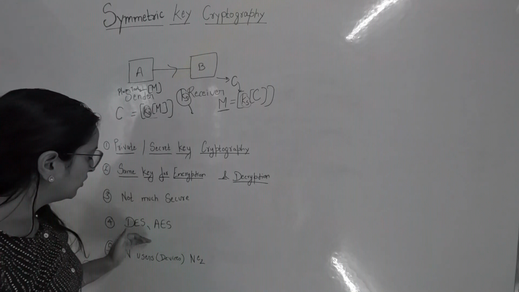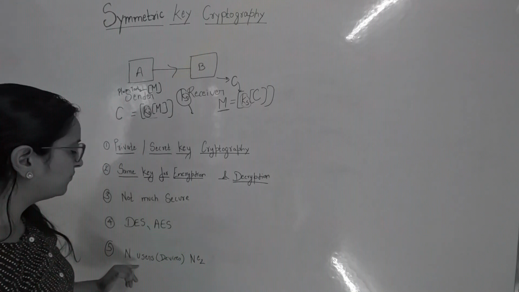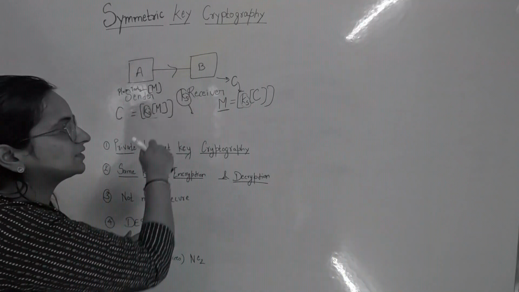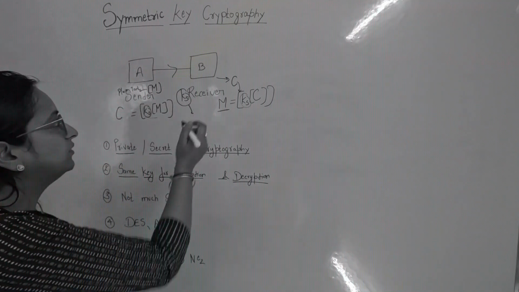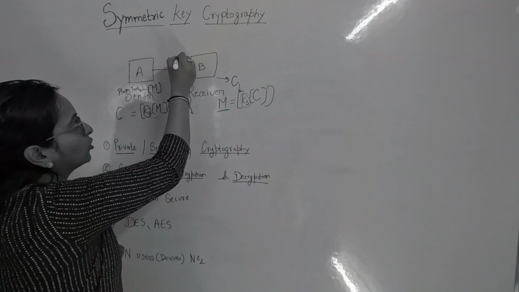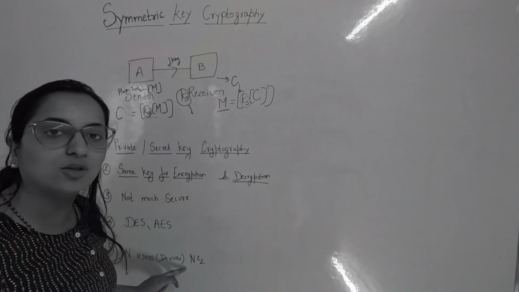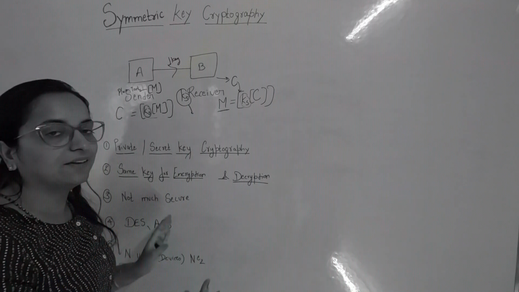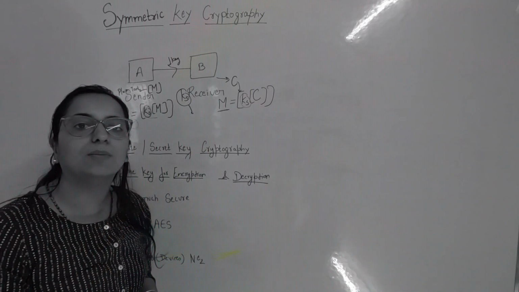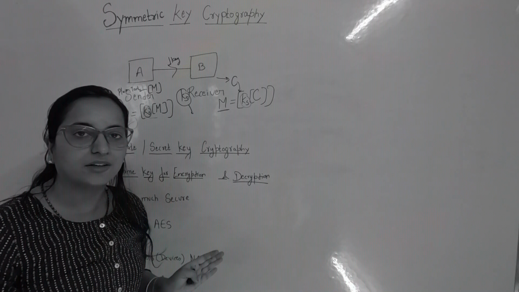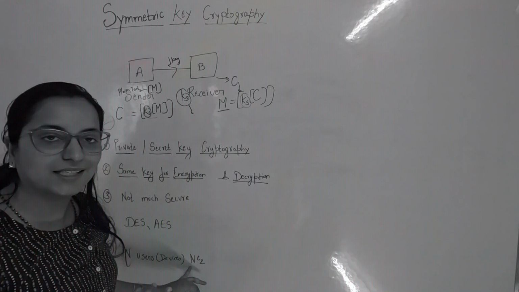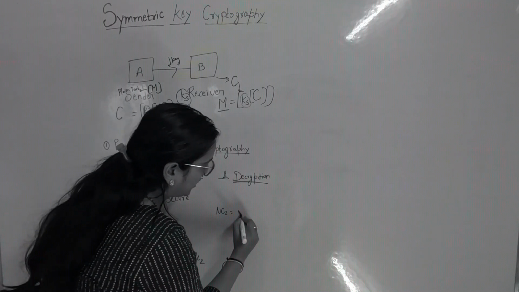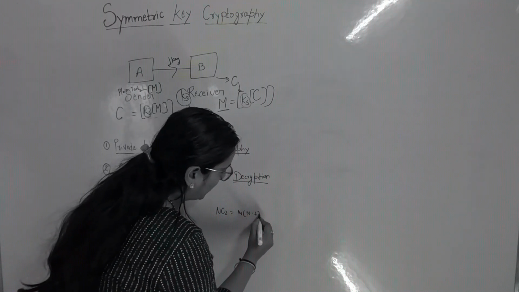Now the fifth point is if you have n users or n devices connected. Like here we have two devices connected, and how many keys have we used? One key we have used for both. This question is asked many times in examinations: if we have n devices connected, how many keys will be used for transmitting the messages? That is NC2, which equals n into n minus 1 by 2.